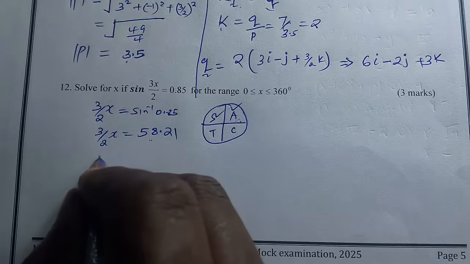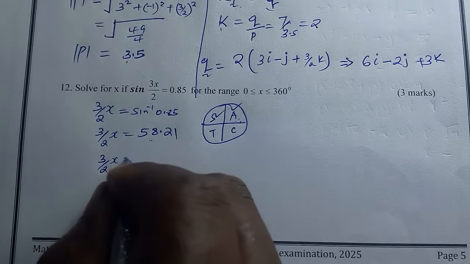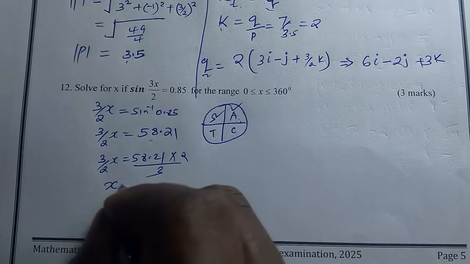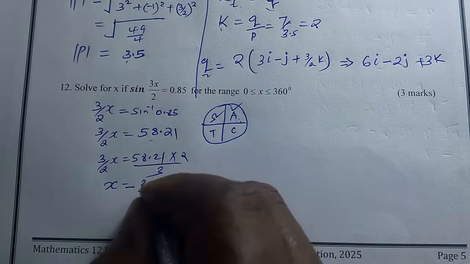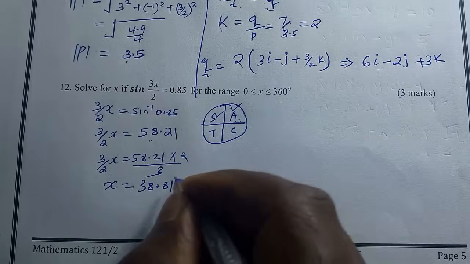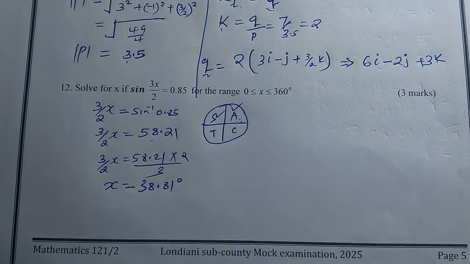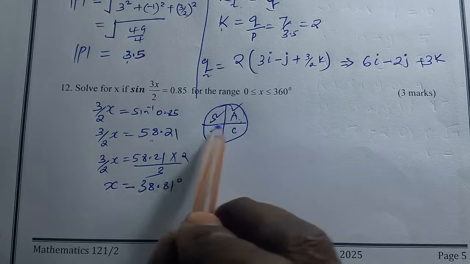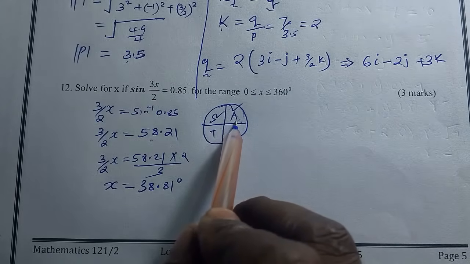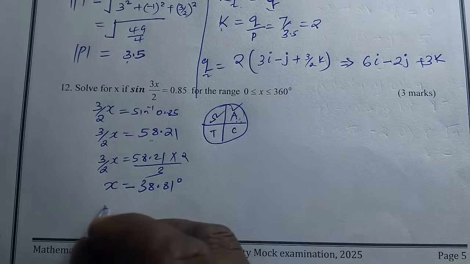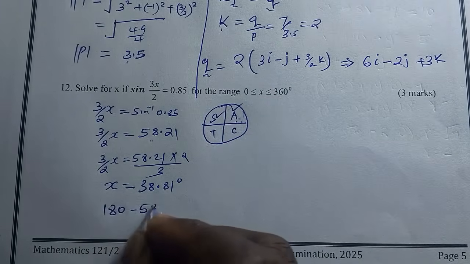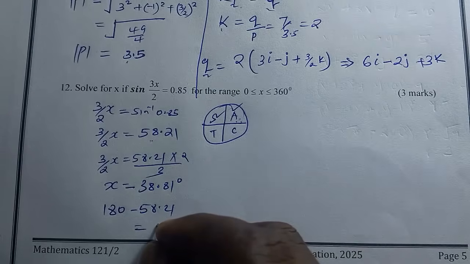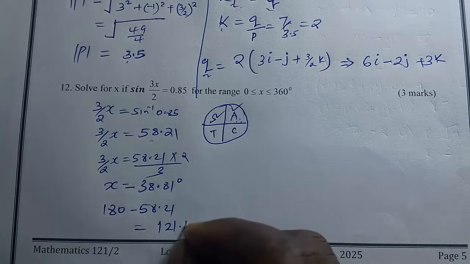So this is 3 over 2x, 58.21 times 2 divided by 3. So x will be equal to 38.81. That is our first value of x. The second one will be here, which is the second quadrant. It is 180 minus the value we got first. So 180 minus 58.21, and that is 121.79.